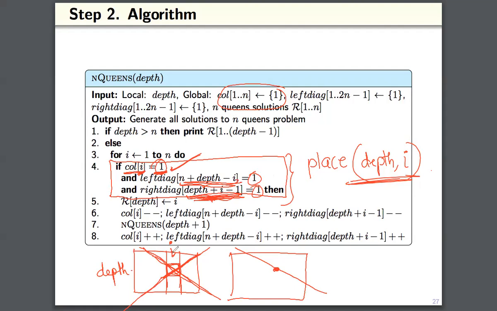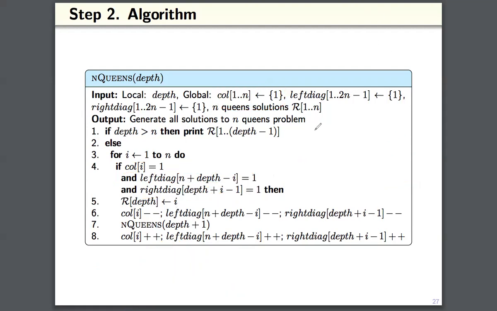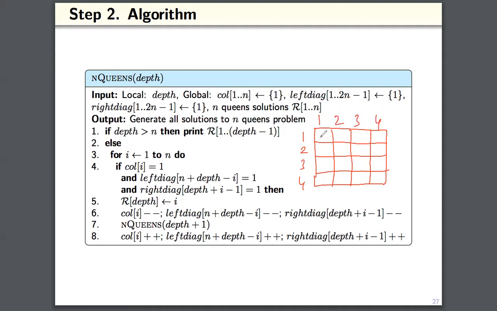Now the only question is, this ith column is very simple, but how did you get n plus depth minus I? How did you get depth plus I minus 1? So let's see a simple example here. Let's take this first. 1, 2, 3, 4 row numbers, 1, 2, 3, 4 column numbers, right? So if you add row plus column numbers, what do you get? 2, 3, 3, 4, 4, 4, 5, 5, 5, 5, 6, 6, 6, 7, 7, 8, right?